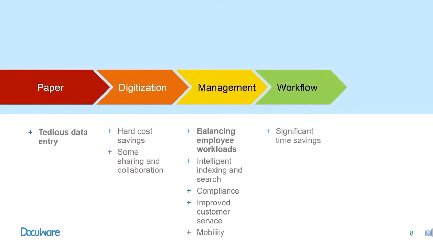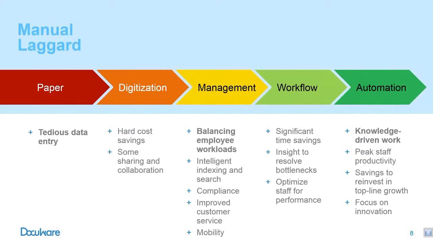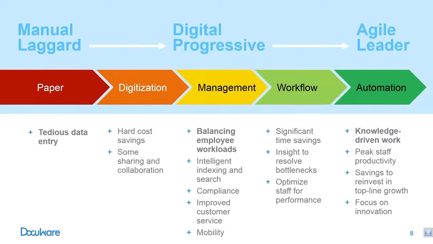With configurable workflow, time efficiency, and insights to improve, an agile leader experiences process automation and touchless workflow and will achieve an optimal knowledge working ratio, where bottom line dollars are reinvested in top line growth and happier staff. When you start as a manual laggard, you move through digital progressive to become an agile leader. This is the goal of a modern business.